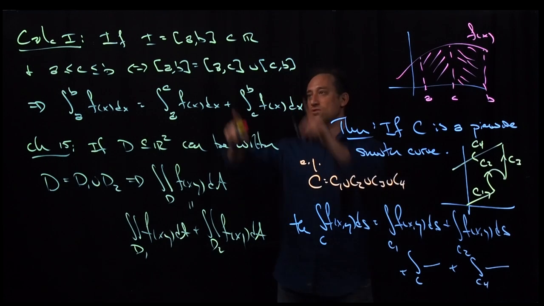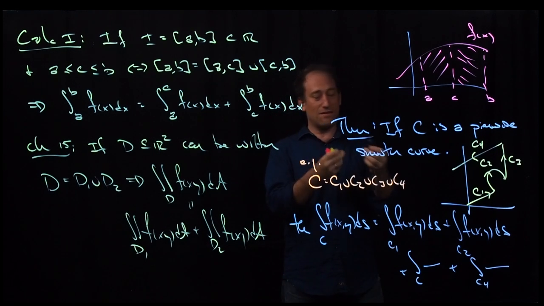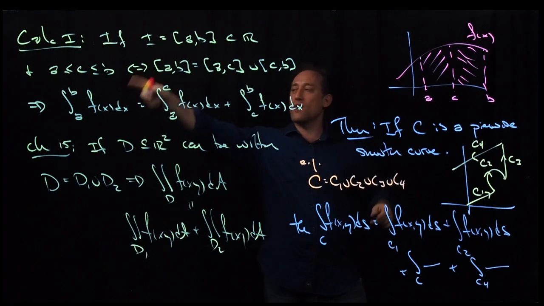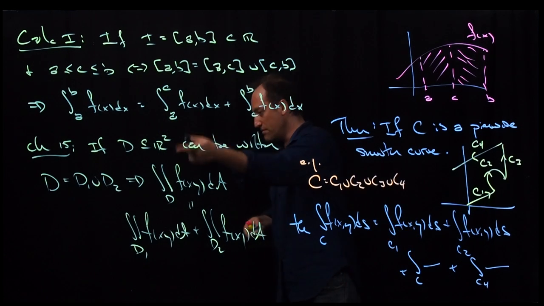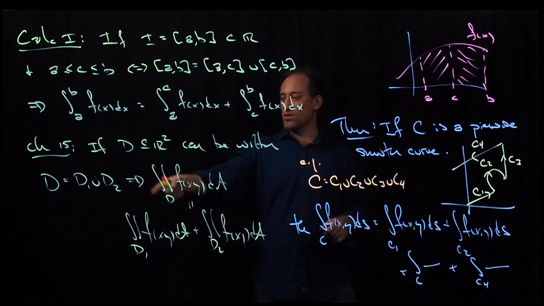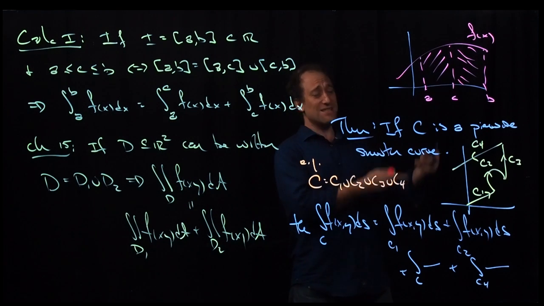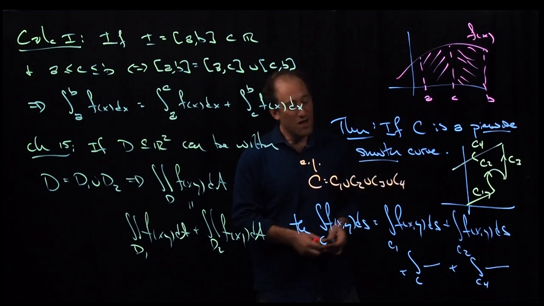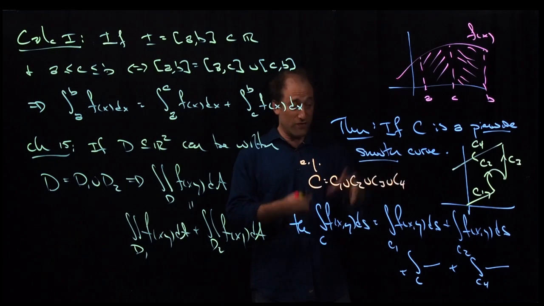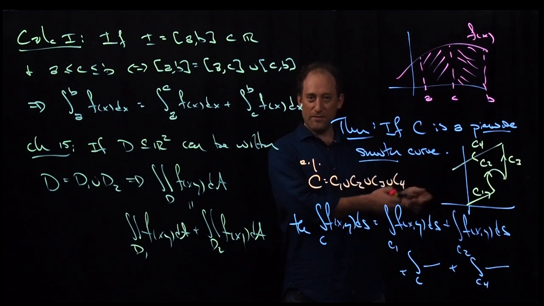So just as, if you could break up an interval into pieces that connected nicely, you could write the integral of the function as the integral over the pieces, or bump it up a dimension, the integral over the region as the integral over its pieces. So too, if C is nice, or more rigorously piecewise smooth, the integral over the curve is the integral over its pieces, provided it's piecewise smooth.